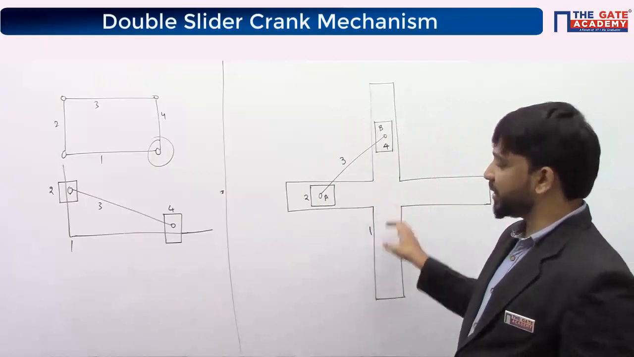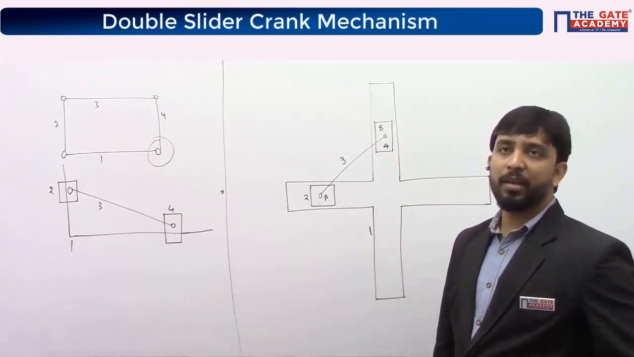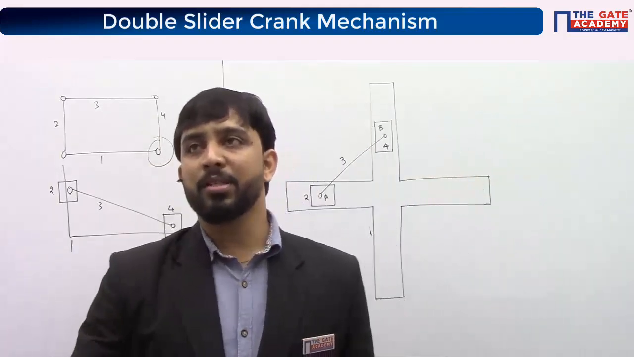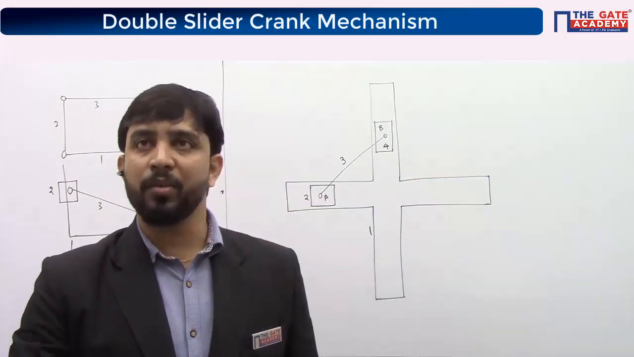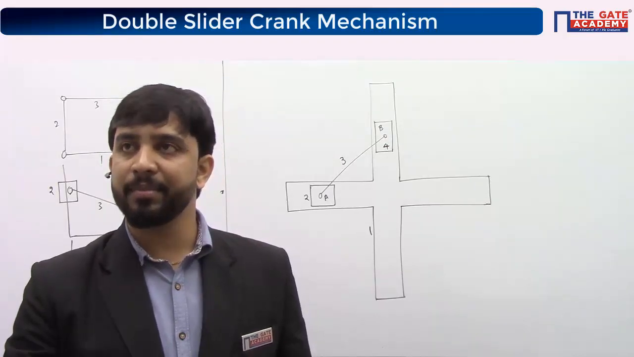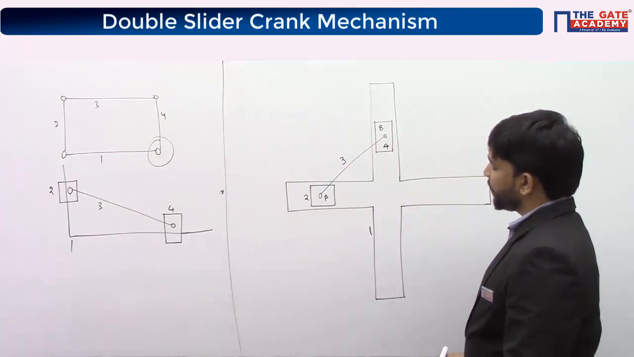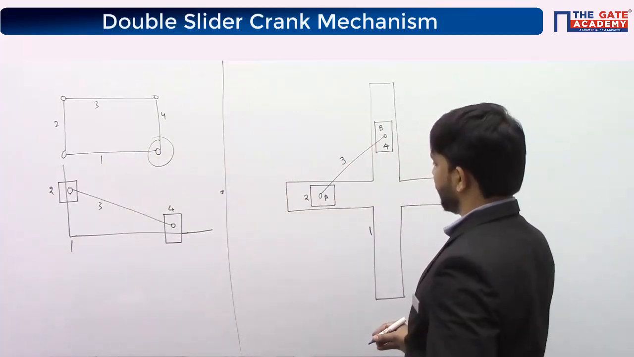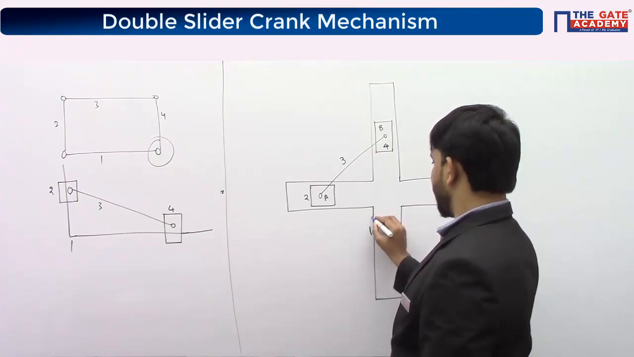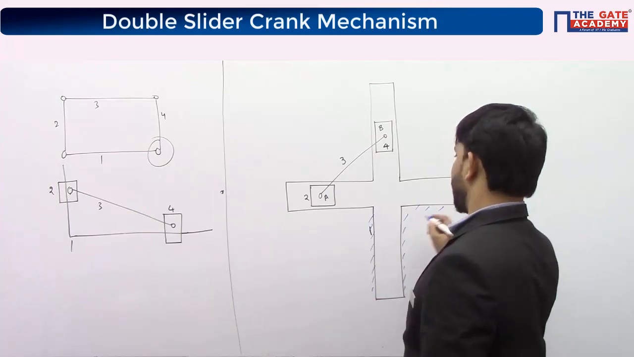So there are 4 links here. By fixing each link at a time, we will get different inversions. We call them inversions of the double slider crank chain, okay? First inversion: to get the first inversion, I need to fix link number 1. So I am fixing the guide, okay?